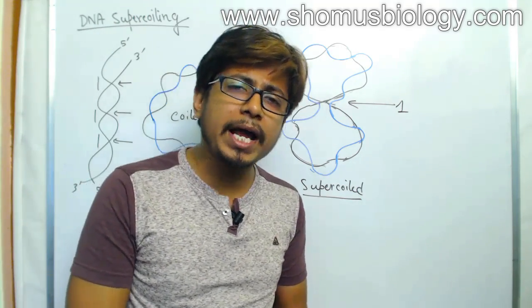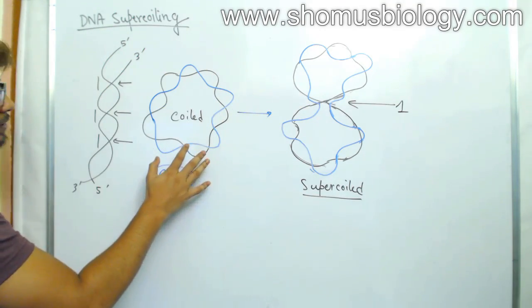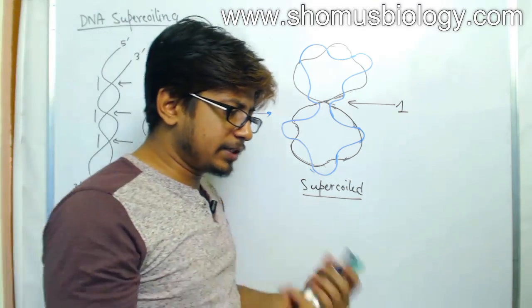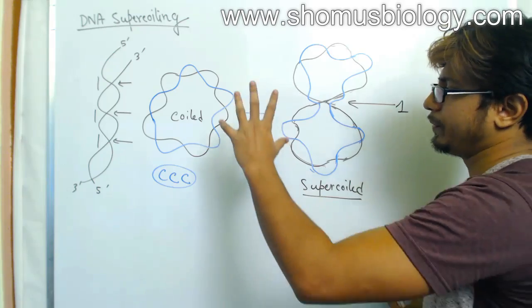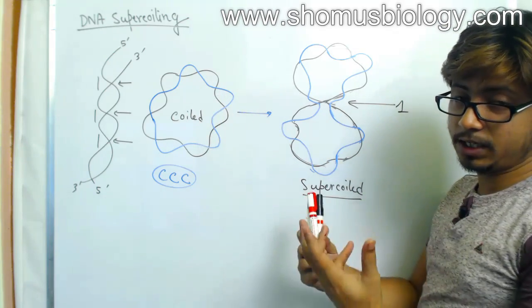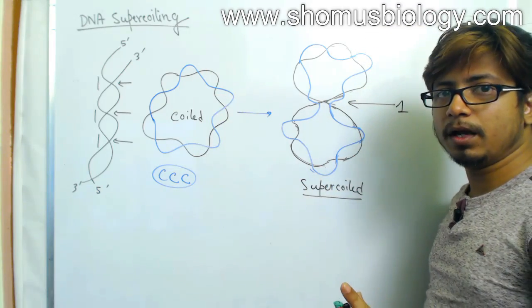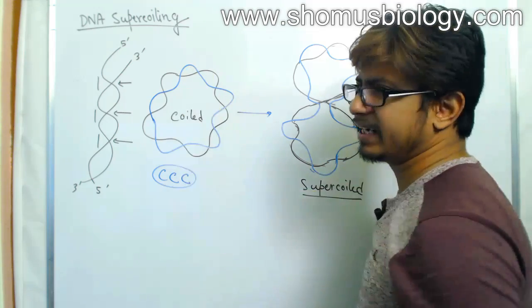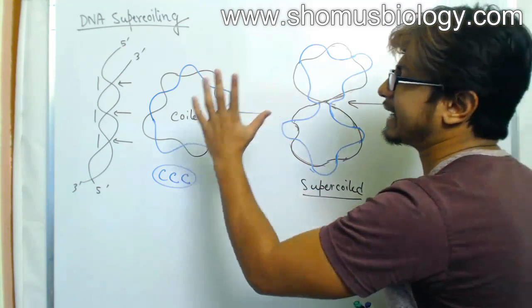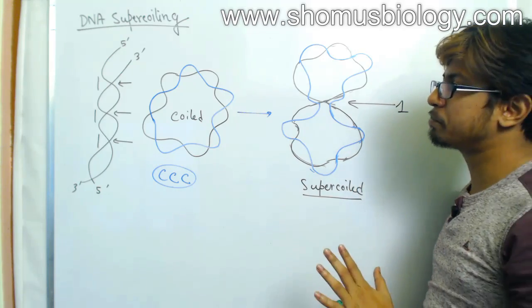Now the question is, why this supercoiling? Because normally, if you look at this structure, it's relaxed, and molecules inside the cell always try to be in the relaxed state, because that's the most energy-saving state. So the relaxed state is always preferable. So why this supercoiling? Let's say this is the relaxed DNA, no problem with it. Let's say it's a bacterial DNA, because bacterial DNA is covalently closed circular DNA.